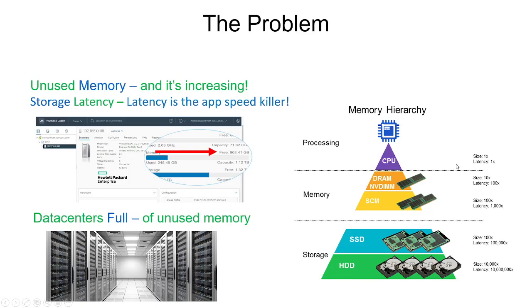Okay, so here's the problem. The problem is two things that we address: unused memory, and this is increasing, and storage latency, which is the biggest application speed killer of all time. So let's start with unused memory.